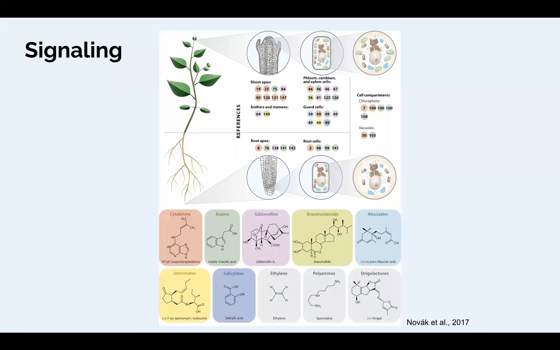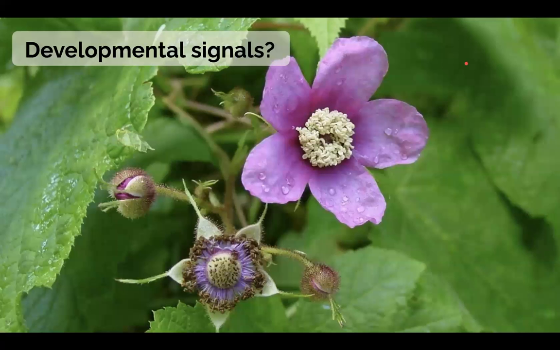So another illustration here, this is from that same paper that I highlighted before, just showing some of the major classes of hormones, where they're found. The take-home from this is there are lots of kinds of hormones and they're found in lots of parts of the plant, right? No big surprises there.